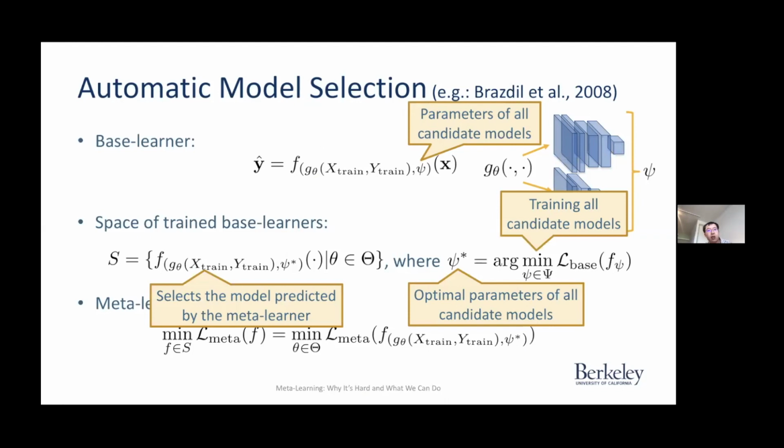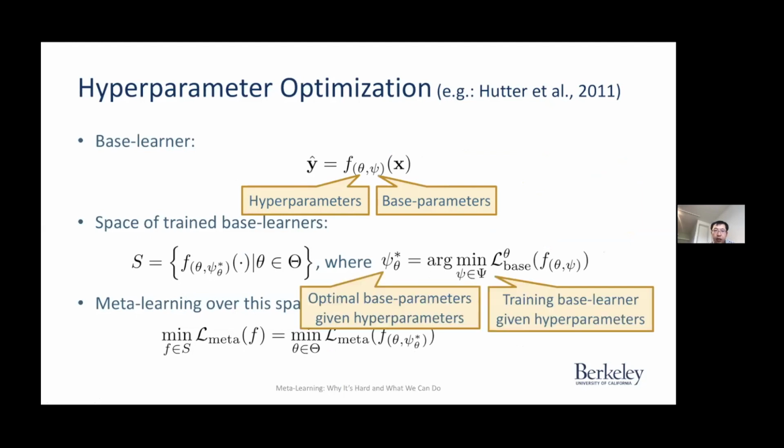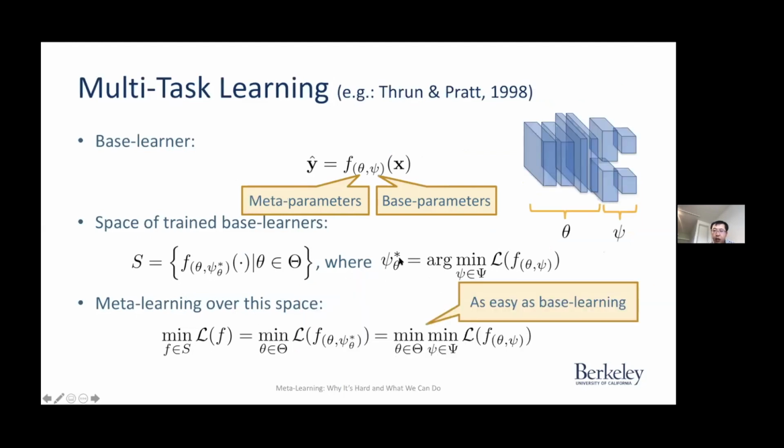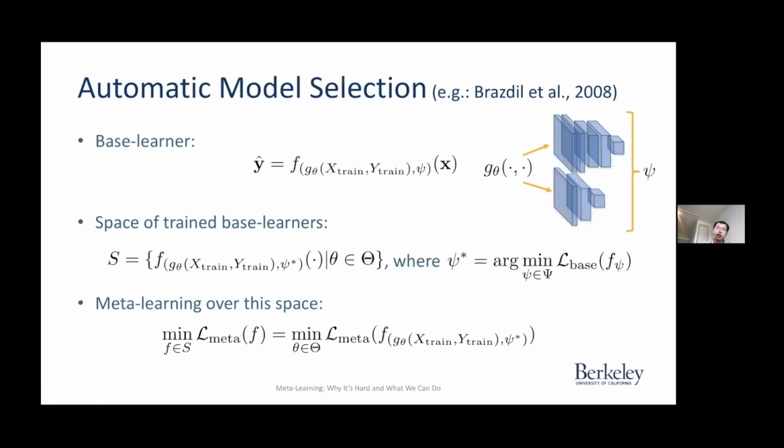Now if we take a look at the search space, it is going to be different from before, right? We are actually going to be selecting the model predicted by the meta learner. And there is also another difference. This psi star here does not depend on data. Previously, if you recall, in hyperparameter optimization and in the previous setting, psi star always depended on data. Depending on what the settings of the hyperparameters are, I might end up with a different setting of the base parameters. In this case, though, that is not the case.